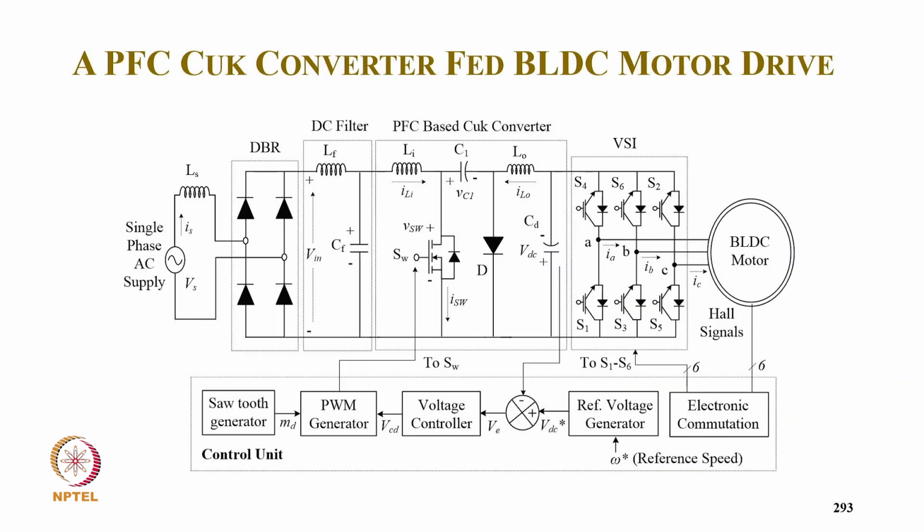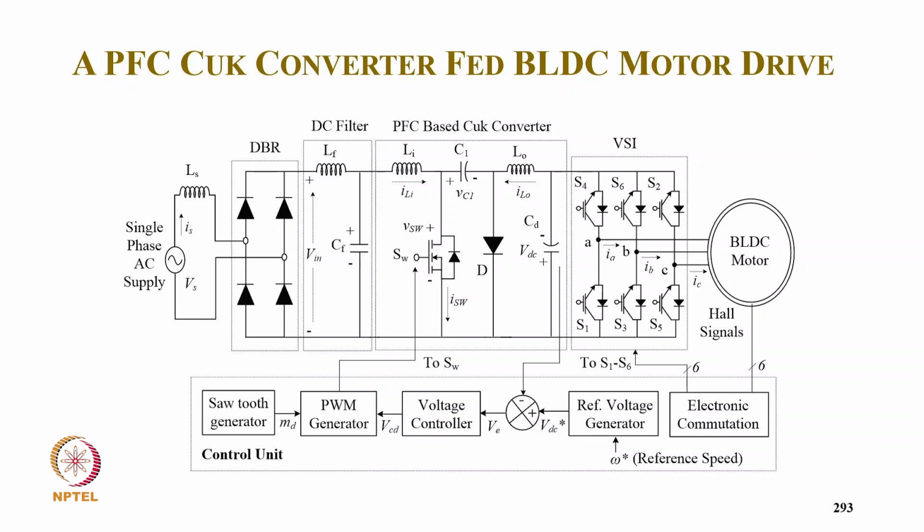So this is the second converter, the PFC Cuk converter-fed BLDC motor drive. With voltage control, similarly, we have a reference speed which translates to voltage, and we compare it with the DC link voltage. Then, after the voltage controller, we compare with the sawtooth to give the switching signal for the Cuk converter switch, and we have electronic commutation from the position sensor. Here, of course, we have three energy storage devices: Li, Lo and C1. We can operate any one in DCM for power factor correction, and there are seven designs.